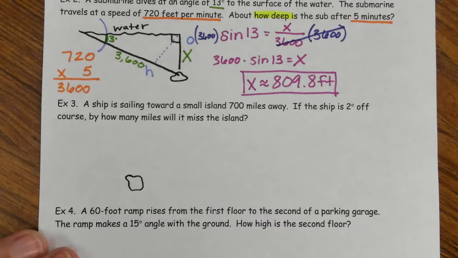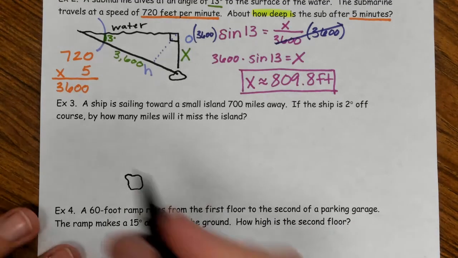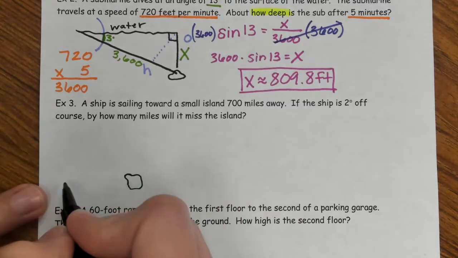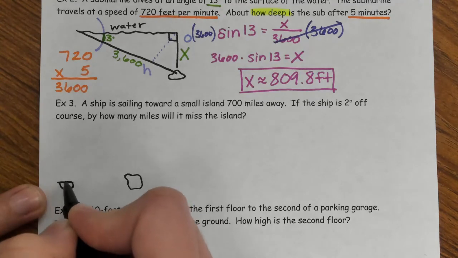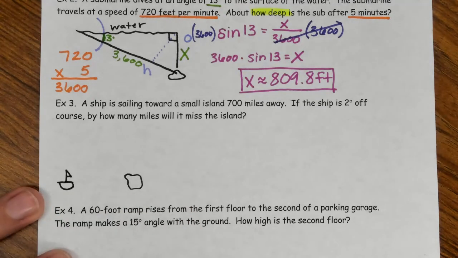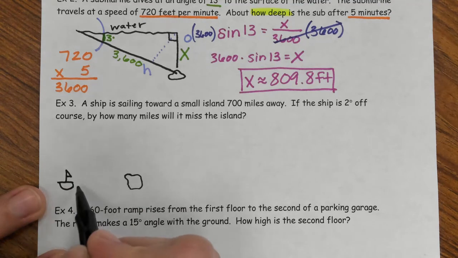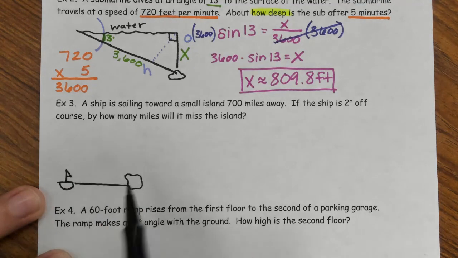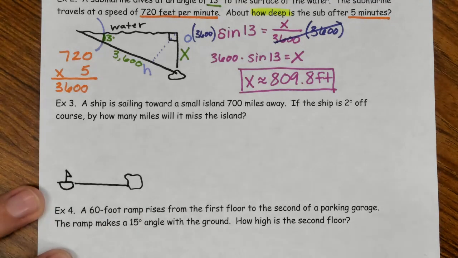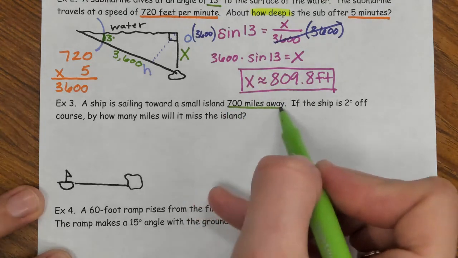I know you guys should learn by now I'm a great artist, okay? My ship is going to be amazing. Here is my ship. Perfect, right? So he's sailing towards this island, all right? This island we see up here is 700 miles away.